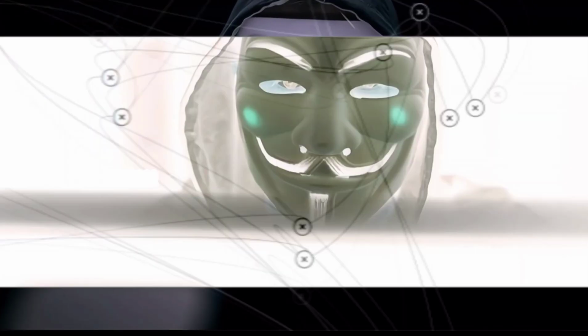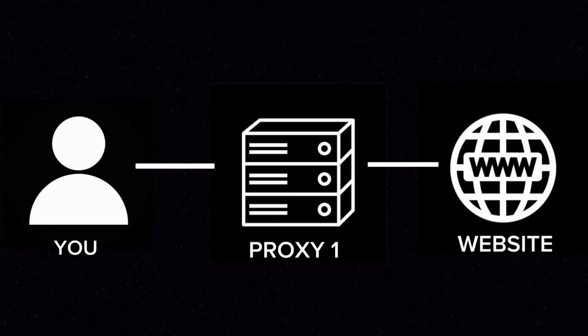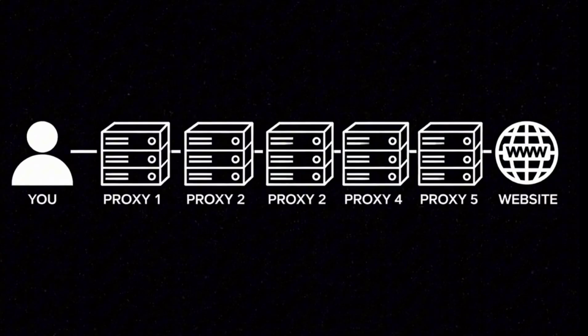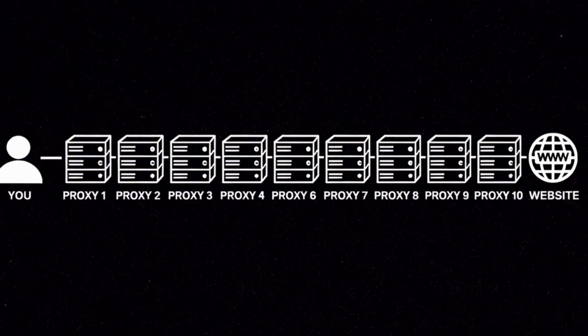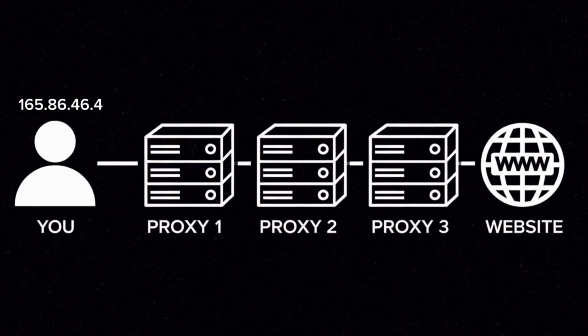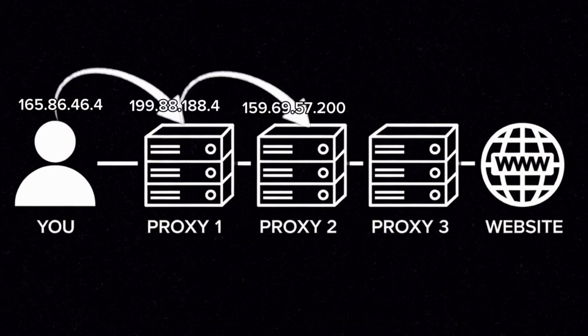Simple, clean, anonymous. But here's where it gets better. Instead of using one proxy, we can stack 3, 5, 10. Each hop hides the hop before it, meaning you to proxy 1, then proxy 2, then proxy 3 to website.